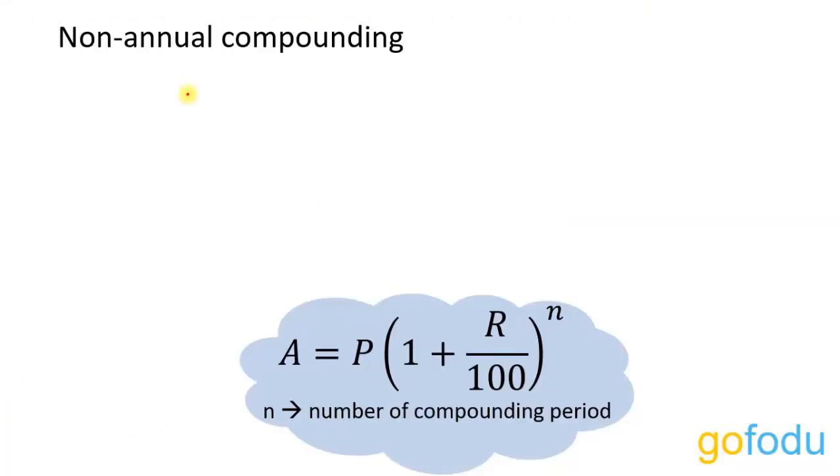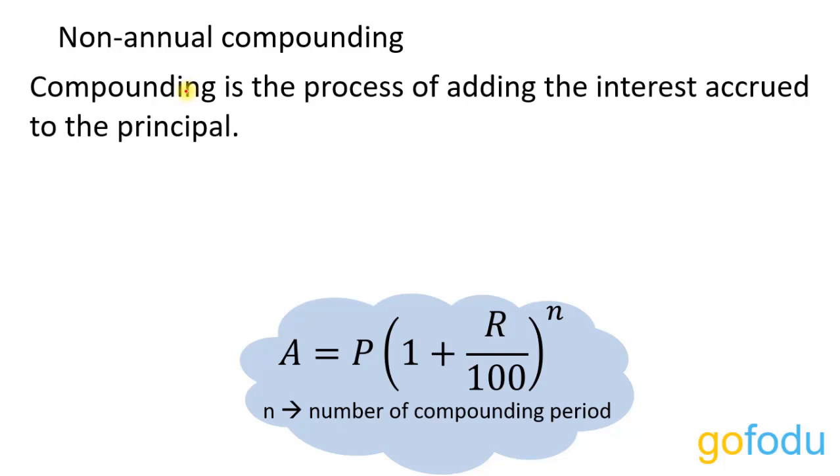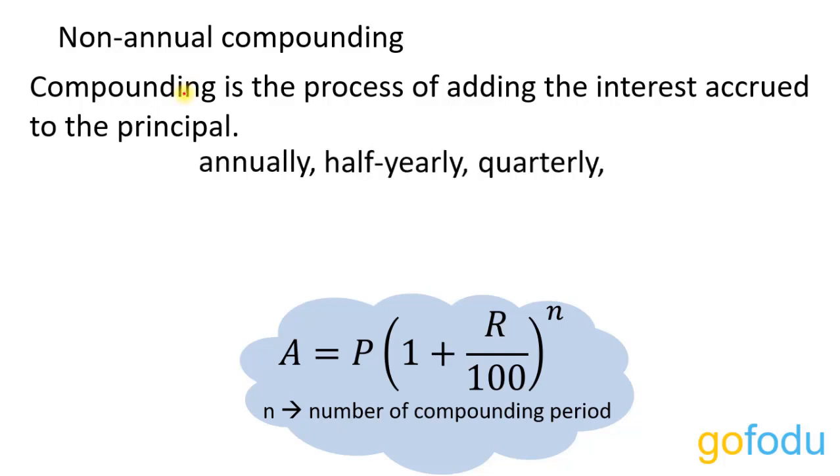Till now, we have seen compound interest being calculated on a yearly basis. We calculate the interest for the first year and add it to the principal to get the outstanding amount at the end of the first year, which becomes the amount for the beginning of the second year. This process of adding interest to the principal is called compounding. Compounding could be done annually, half yearly, quarterly, monthly or daily.